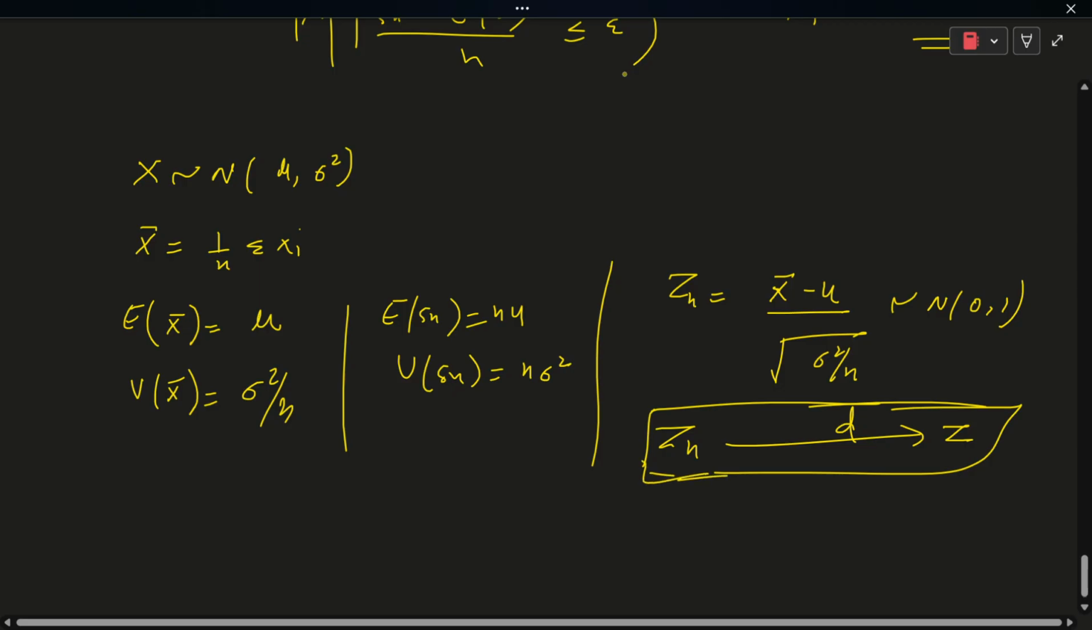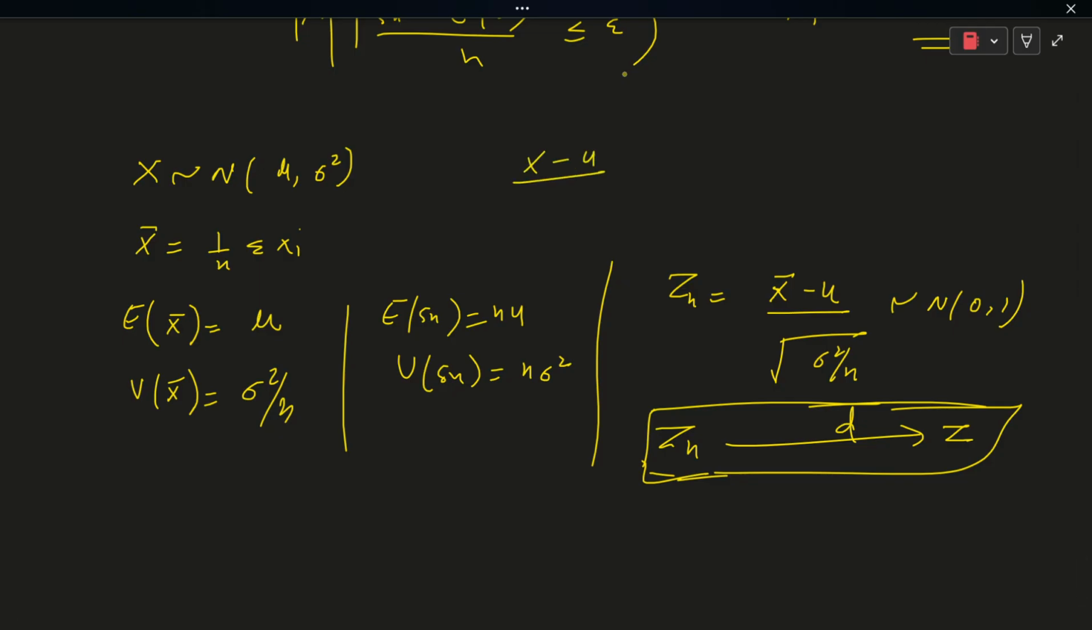Right? Zn, what is Zn? Zn is x bar minus mu upon under root of sigma square upon n. This will follow normal 0, comma 1. This is my Z. So Zn is simply this. So Zn will converge to Z, the standard normal variate, in distribution. Whenever we talk about the CLT, think about convergence in distribution, right? Convergence in distribution.